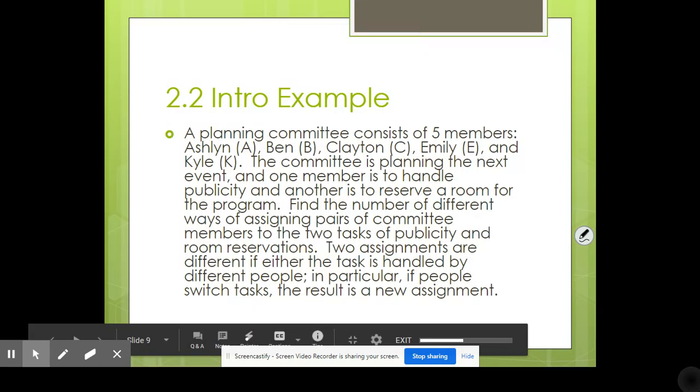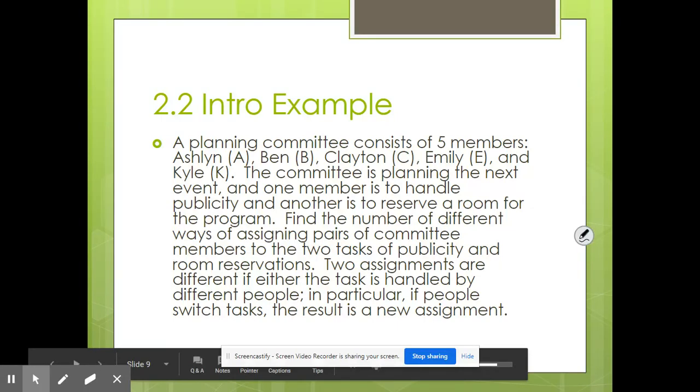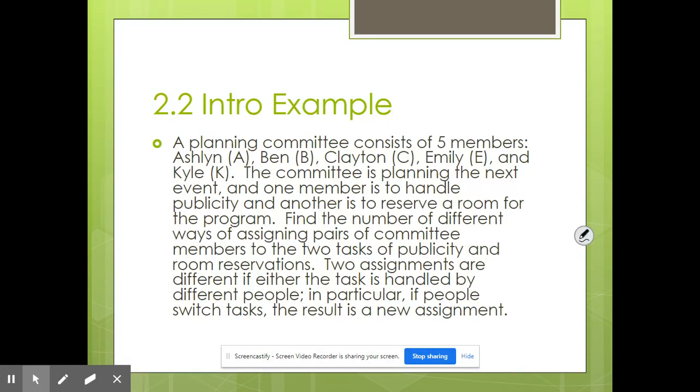All right, here we go. So section 2.2, we're going to start talking about what are called permutations, which we'll get to in just a minute. We're going to do a little introduction here.